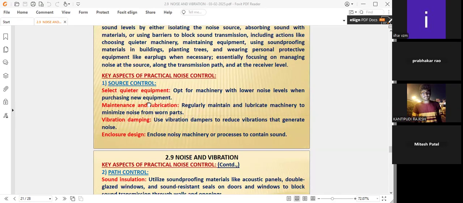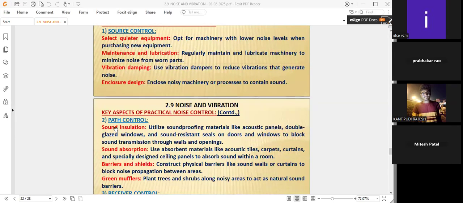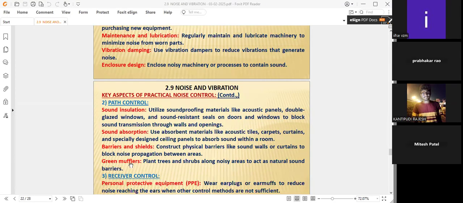Okay, agreed. If it is not controlled at the source up to the requirement, then what is the path control? That is between the source and the receiver, in between there, it is path control. Sound insulation, sound absorption, barriers and shields, and mufflers will be taken care of. Here the source is there, and here the receiver is there, the employees, we can say.